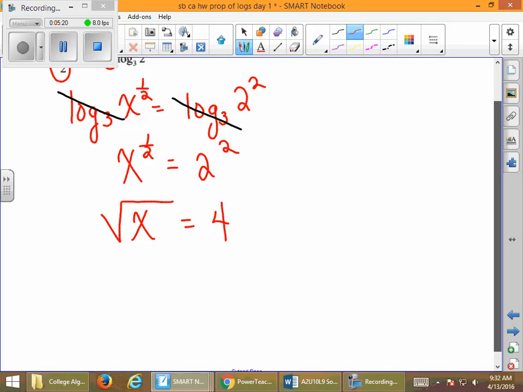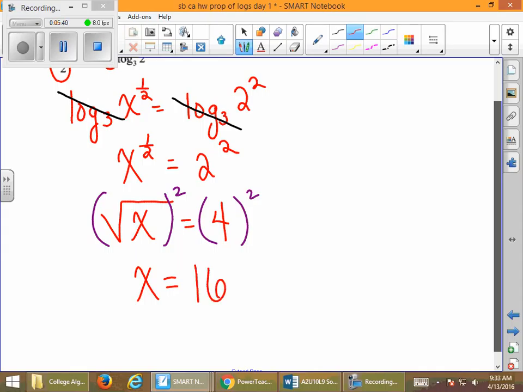Well, we want to know what x is. We don't care what the square root of x is. So to undo that operation, what we're going to do is square both sides. Square rooting and squaring cancel each other out, and we get x, and 4 squared is 16.